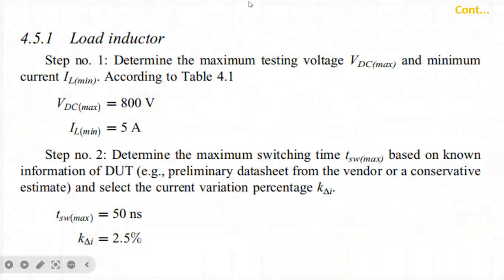Initially we will design the load inductance. You should keep two things in mind. When you design the load inductance, you have to take VDC maximum and IL minimum. We know the formula, right?